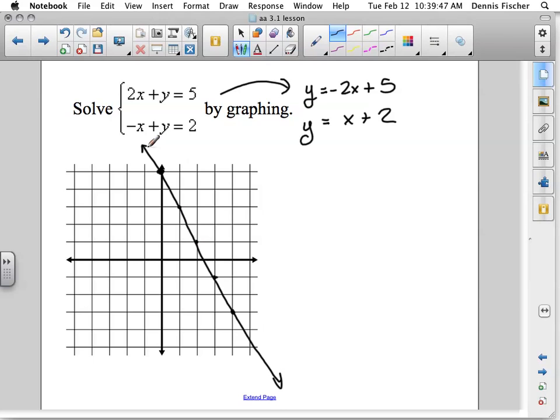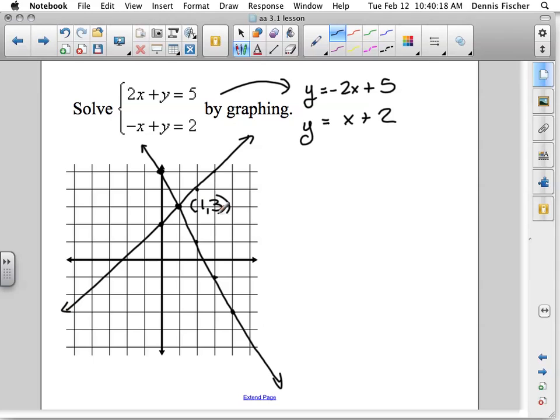That's the first one, right? I started at 5, my y-intercept was 5, and I went down 2 over 1. The second equation: start at 2, go up 1 over 1. Looks something like that, correct? What are the intercepts? 1, 3. Okay.